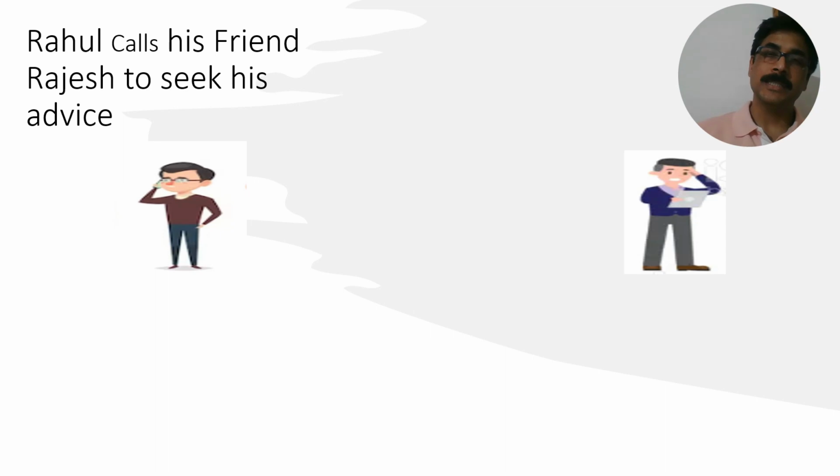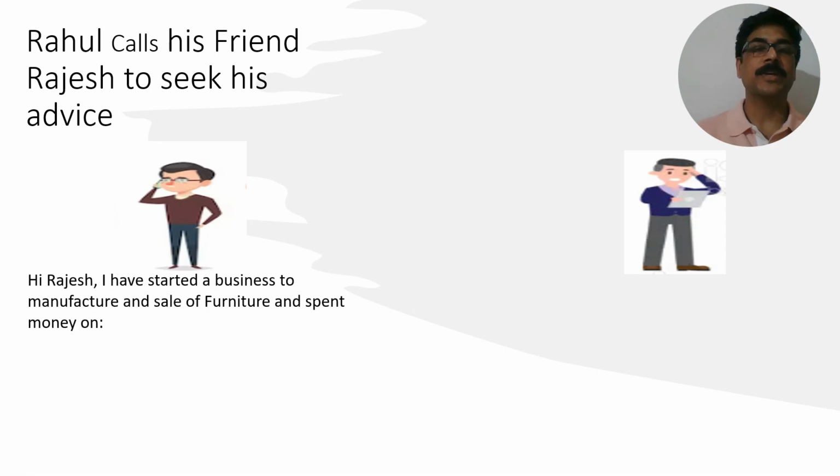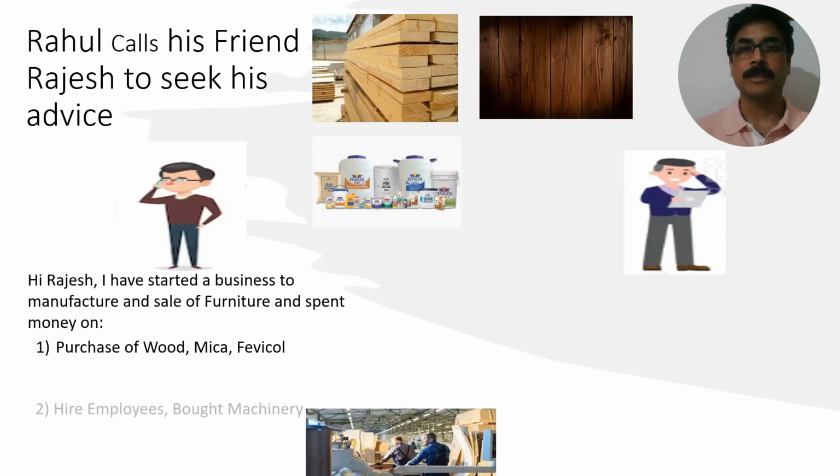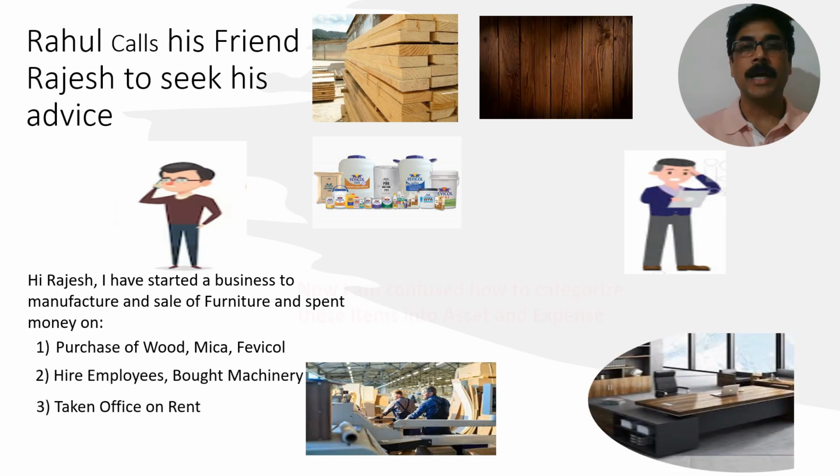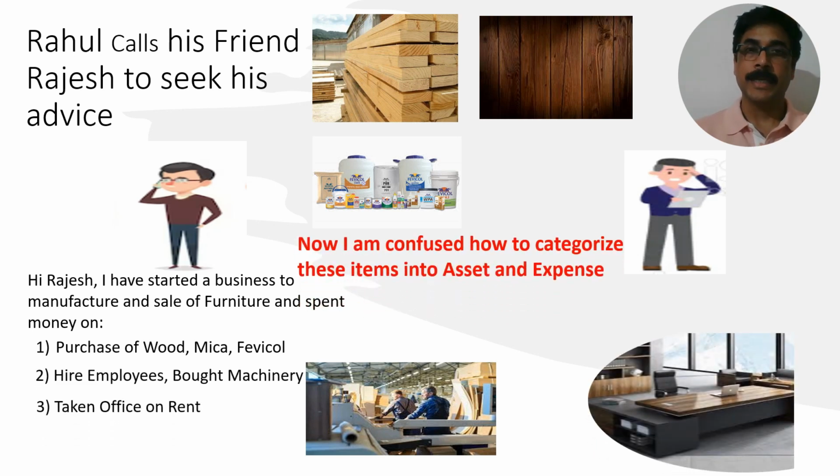He thinks, who is the guy who can help him categorize all this? Suddenly he remembers one guy who will definitely help him out. And you know who this guy is? It's none other than your host, Rajesh Thakur. So he calls him up and explains that he has started a business of manufacturing and selling furniture, and has bought all these materials and things, but is confused how to categorize them. Let's see how Rajesh helps him.